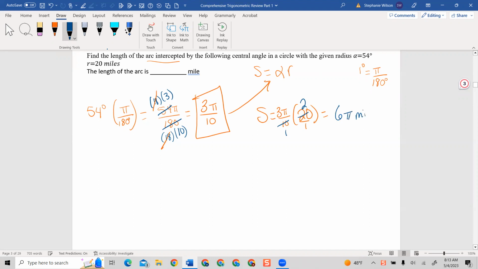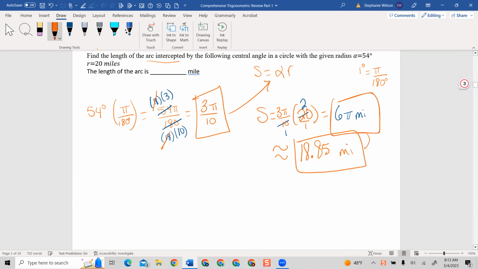Just be sure and read the directions. It may ask for it in decimal form. If it does, read what it asks you to round to. And I'm going to round to the nearest hundredths. So I got approximately 18.85 miles. So just depending on what it asks for on which one of these answers are, how you're going to respond back. So just make sure and read.